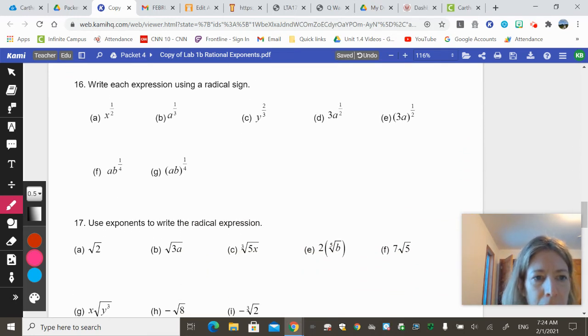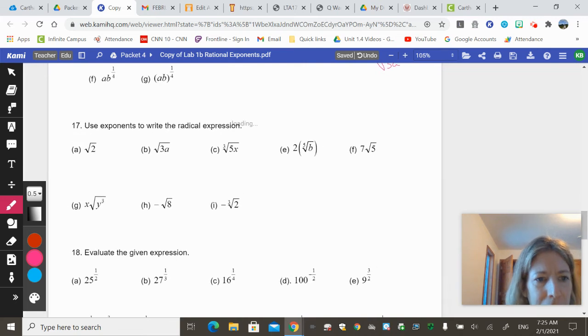Number 16, rewrite these with a radical sign. I just want to point out that answers D and E are going to be different. If you see the whole thing 3a to the 1/2 power, then the whole thing needs to be to the power of 1 and the root of 2. So the whole thing would be underneath the square root sign in this case. All right. Since this only has a power of 1, you could just rewrite it as the square root of 3a. But to be safe, you might just want to put parentheses around it. It's the same thing. All right, so watch out for those parentheses.